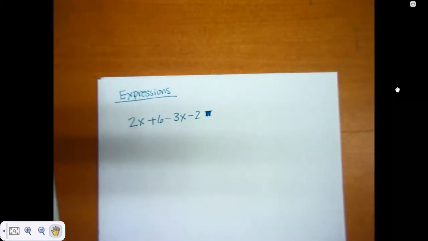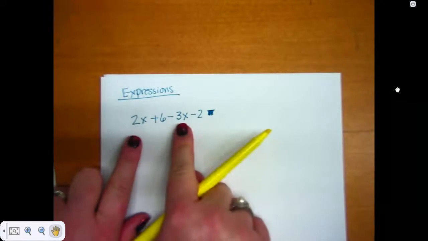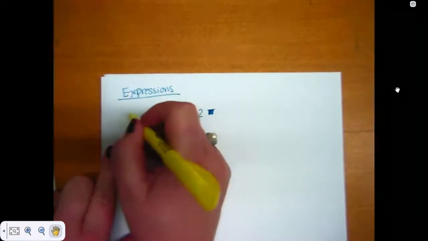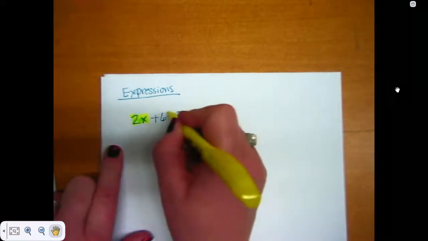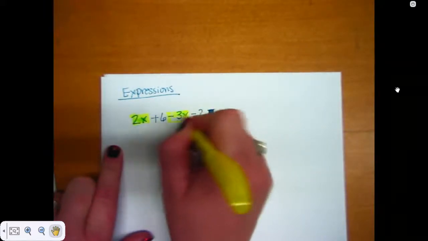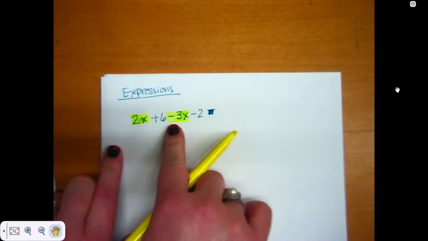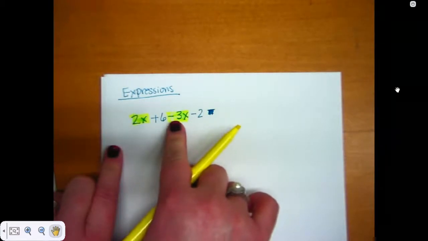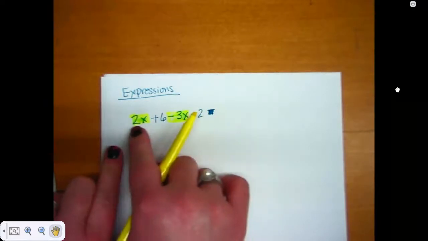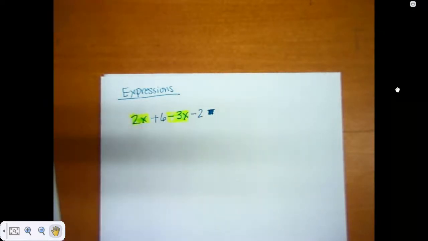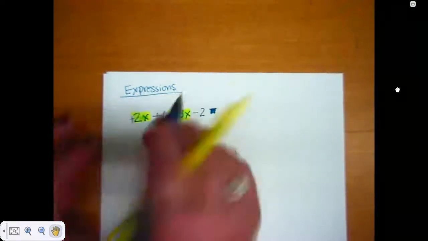Okay, so my like terms here: I have two terms that have an x. So these are my like terms. I can combine them, 2x and negative 3x. Did you notice that I included the sign? It is very important that you include the sign. So what sign does this one have? A positive sign.